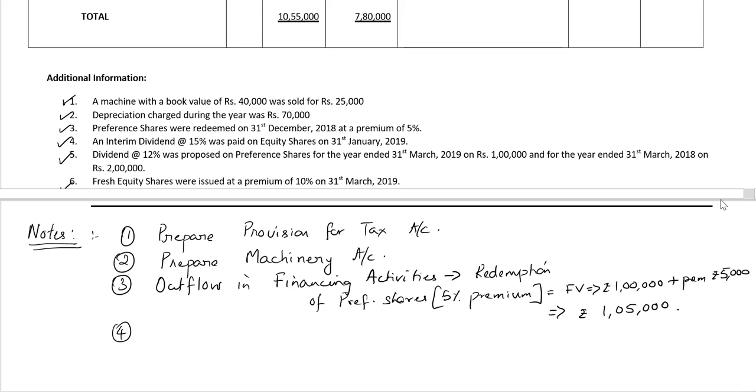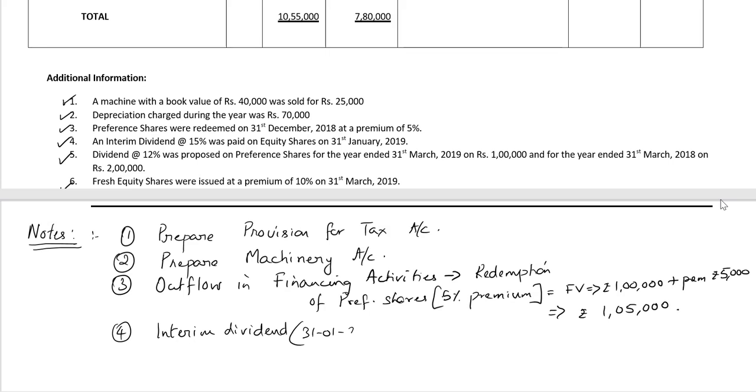It says interim dividend of 15% was paid on equity shares on 31st January 2019. So we need to get the amount of the interim dividend. This was paid on 31/01/2019.